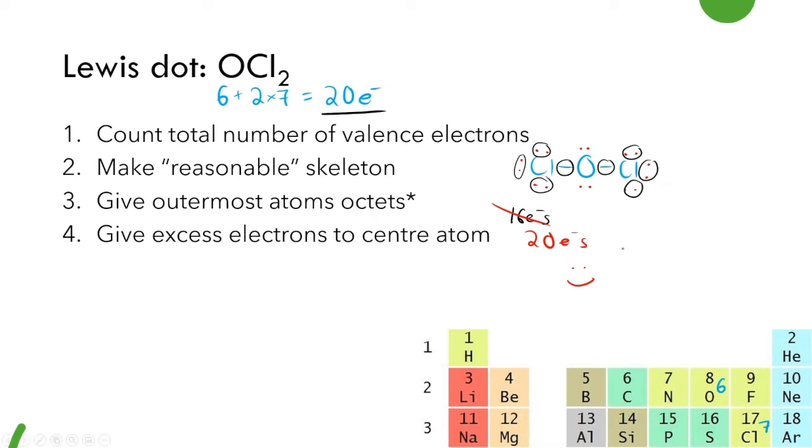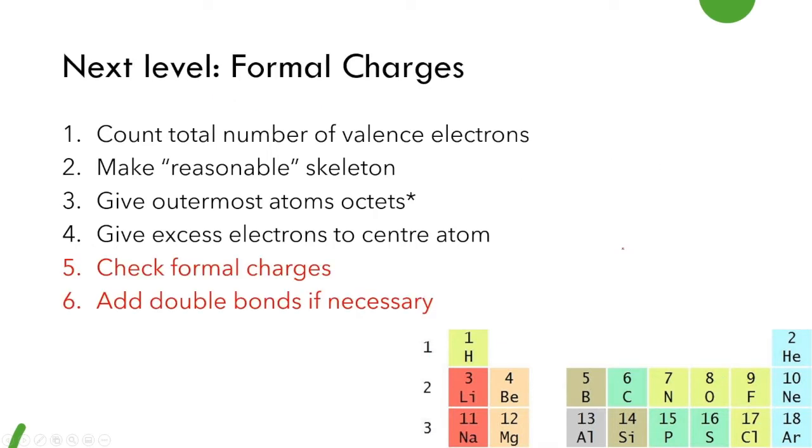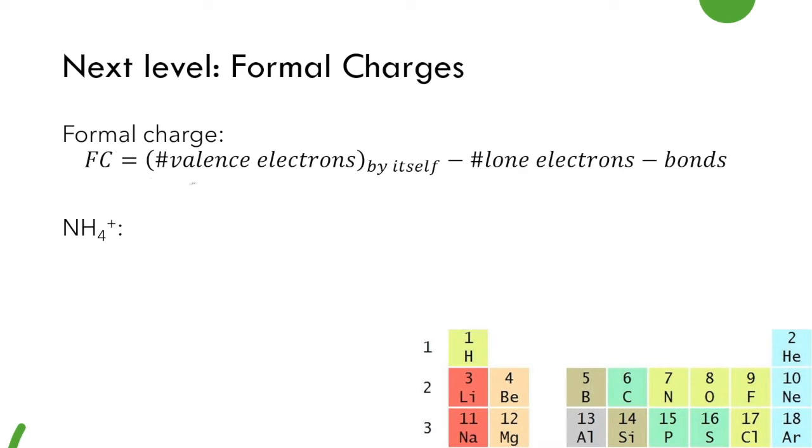That's the most basic version of drawing Lewis dot structures. There's one additional twist that you're going to need to know going into your university courses. That is how to incorporate formal charges. Steps 5 and 6 are going to be to check the formal charges and add double bonds if necessary. To calculate the formal charge, you have to consider the number of valence electrons, lone electrons, and bonds.